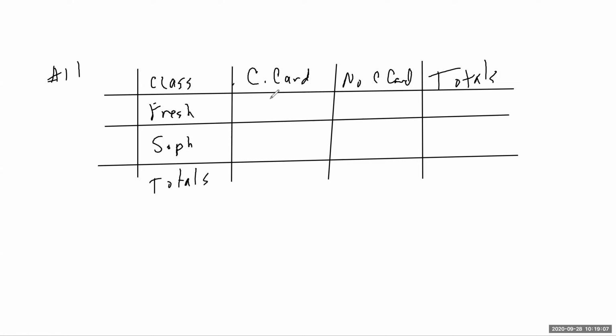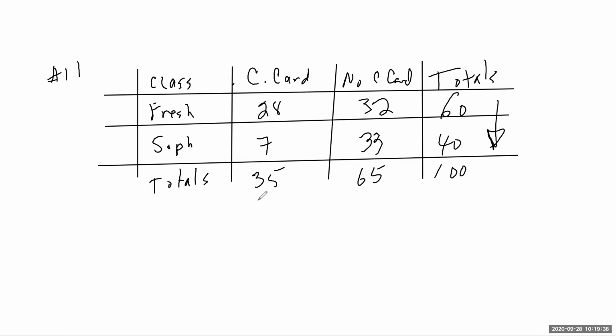So this data table tells us that 28 freshmen have a credit card, 7 do not. That gives us the total credit card holders when we add down of 35. No credit cards, freshmen, 32 do not have credit cards, 33 do. 33 sophomores don't have credit cards, so the total students that do not have credit cards, 65. If we add across, we find out we have 60 freshmen in the survey, 40 sophomores, 100 total. When we add this way and add this way, we should get the same number, and we do, 100 total.